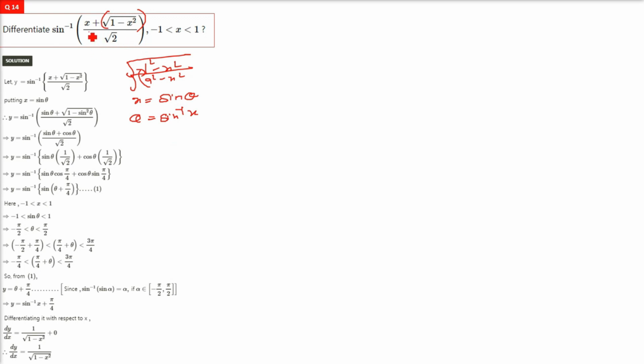Now let us go inside and solve this first. Inside, what I am doing: x is sin theta, which we have chosen, plus under root 1 minus x square, which is 1 minus sin square theta, and divided by root 2. This is under root 2.